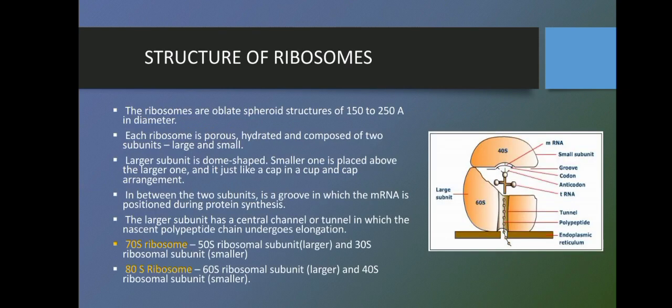Next is the structure of ribosomes. Ribosomes are spheroid structures of 115 to 250 angstrom in diameter, and each ribosome is porous, hydrated, and is composed of two subunits, a larger and a smaller one. The larger subunit is dome-shaped and the smaller one is placed above the larger one, just like a cap in a cup and cap arrangement. In between the two subunits is a groove in which the mRNA is positioned during protein synthesis. The larger subunit has a central canal in which the nascent polypeptide chain undergoes elongation during protein synthesis.